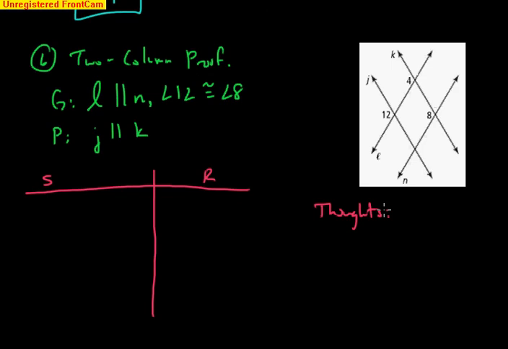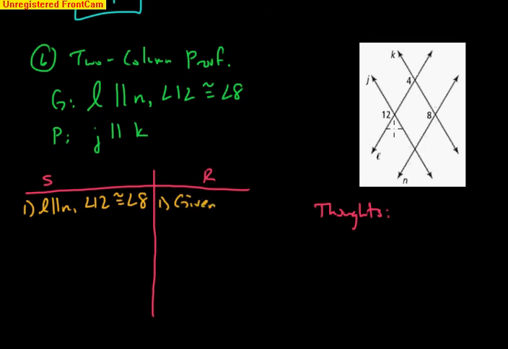Okay, so here's the proof. We have to write a two-column proof. We're given two things. L is parallel to N, angle 12 is congruent to angle 8. And we need to prove that J is parallel to K. Alright? So here's my picture. Two sets of possible parallel lines, right? So let's write down our given. We are given that L is parallel to N, and angle 12 is congruent to angle 8. That's given to us. And let's go ahead and mark that on the picture.